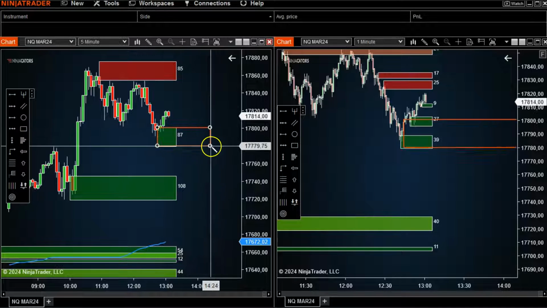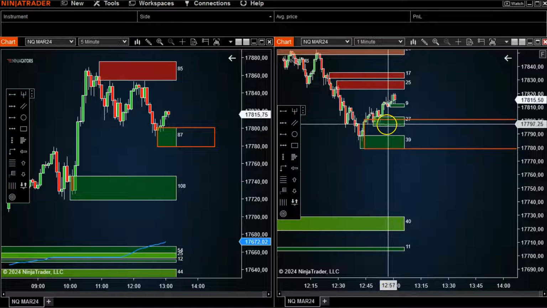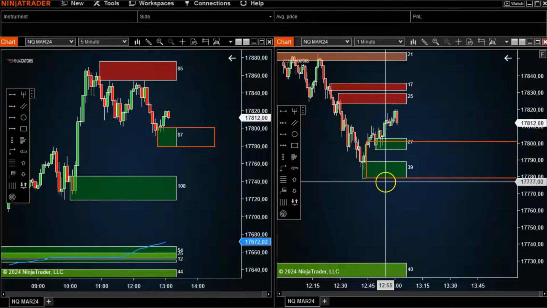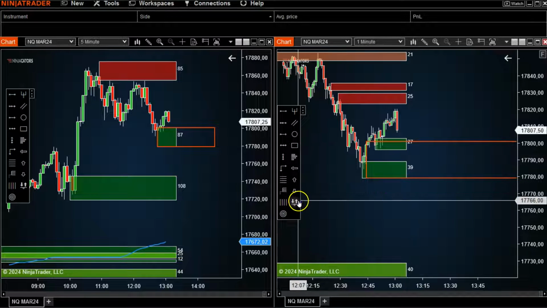Then again I went ahead and marked the upper and lower areas with a rectangle on the 5-minute, and you can see on the 1-minute that we had a smaller time frame demand zone at the upper end and one at the lower end of the higher time frame's demand zone.